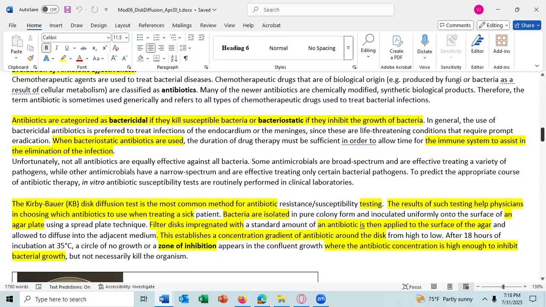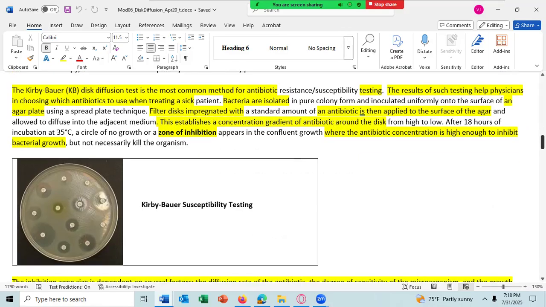They'll be purified. So you get one bacteria species, and then you put it on an agar plate, so it'll be grown everywhere. And then you put discs on the plate impregnated with different antibiotics, and then you incubate the plate, and then you take the plate out after 18 hours and you look at the zone of inhibition size.